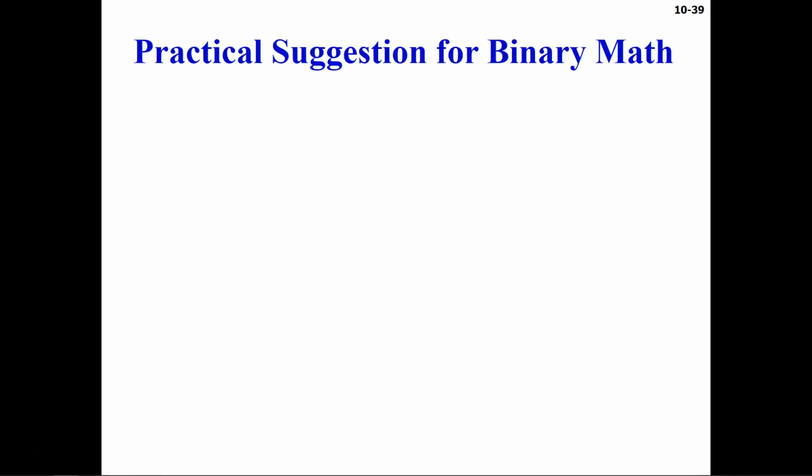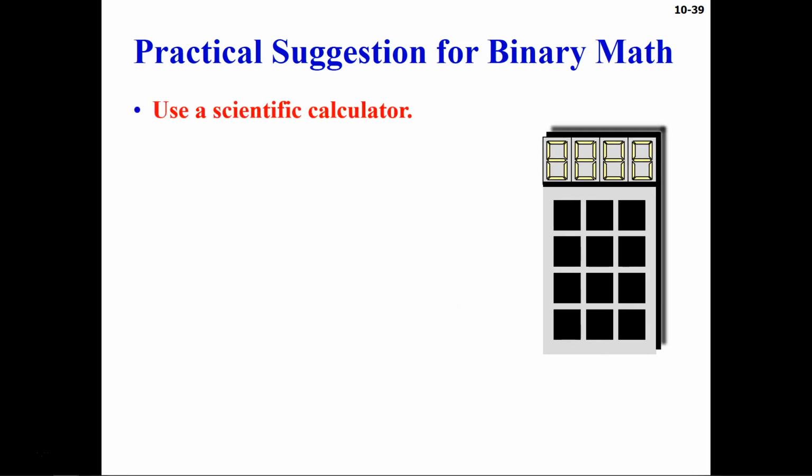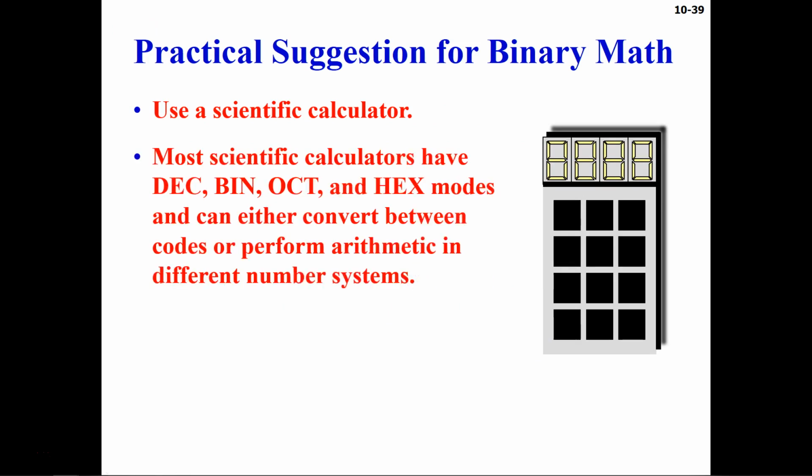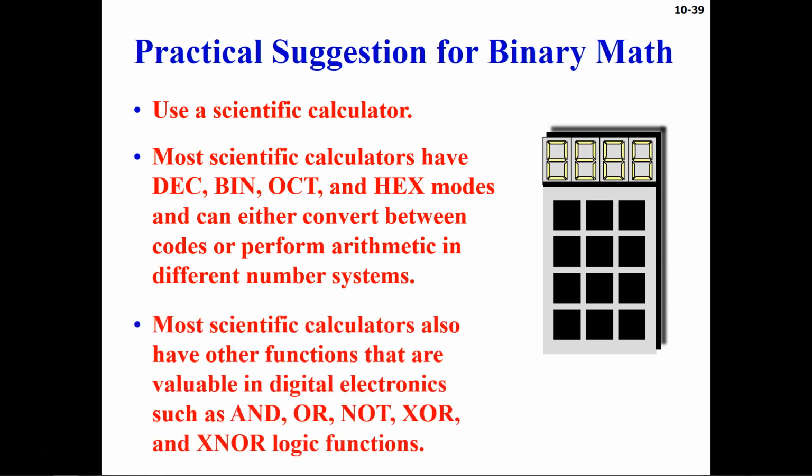Now, what are the practical suggestions for binary math? It is most recommended to use a scientific calculator to do binary calculations. Most scientific calculators have decimal, binary, octal, and hex modes, which can either convert between codes or perform arithmetic in different number systems. Most scientific calculators also have other functions that are valuable in digital electronics, like AND, OR, NOT, XOR, and XNOR logic functions. So if you have to do a conversion or any logic function, then it is recommended to use a calculator. That will basically save you time, but you should definitely understand the logic behind it.